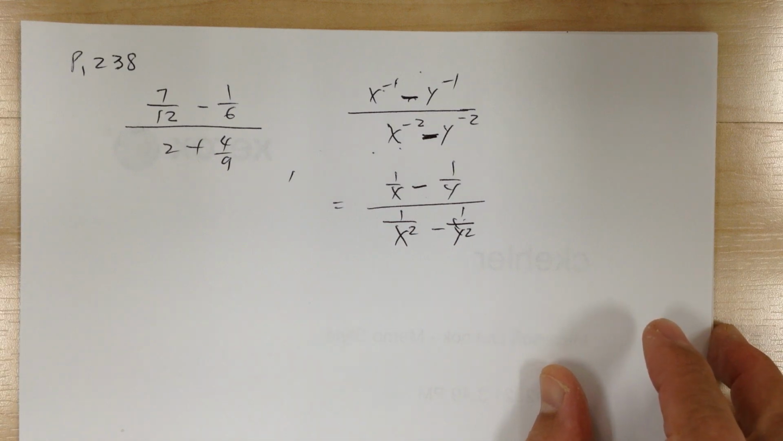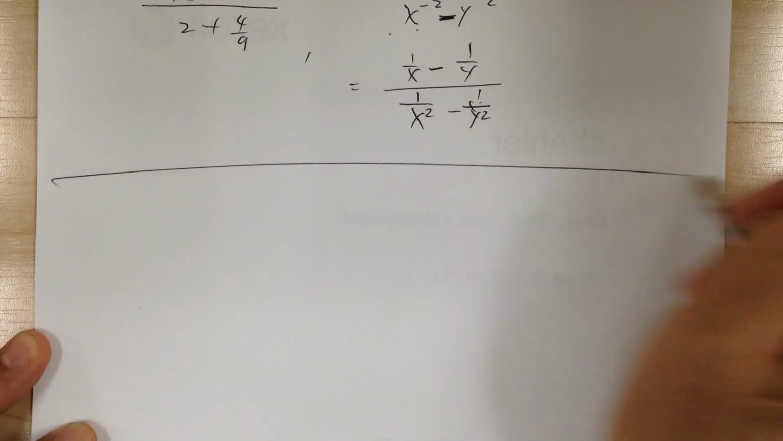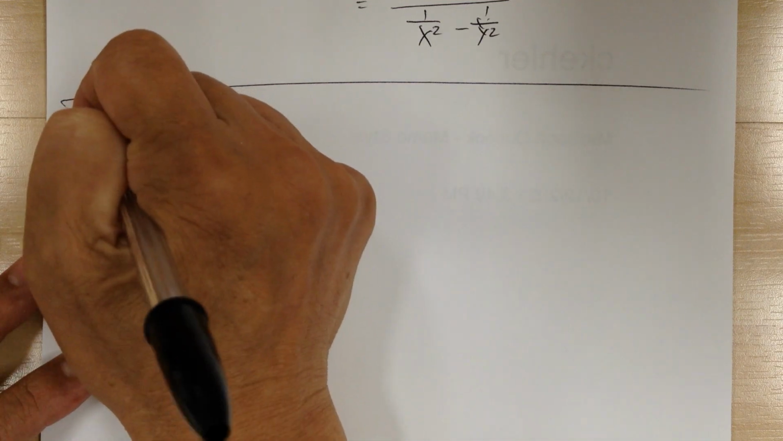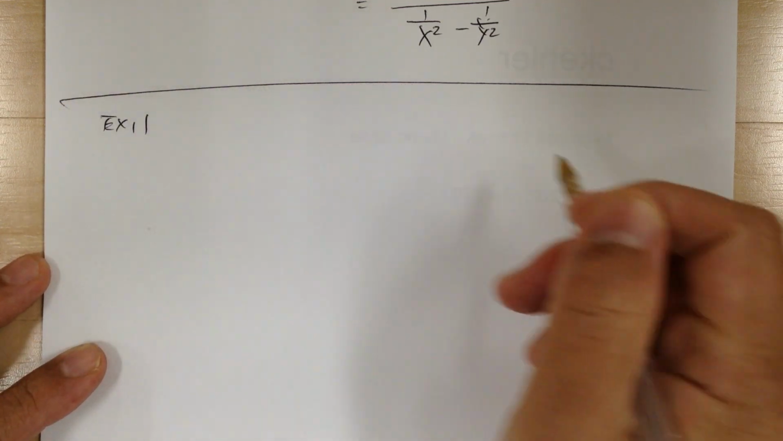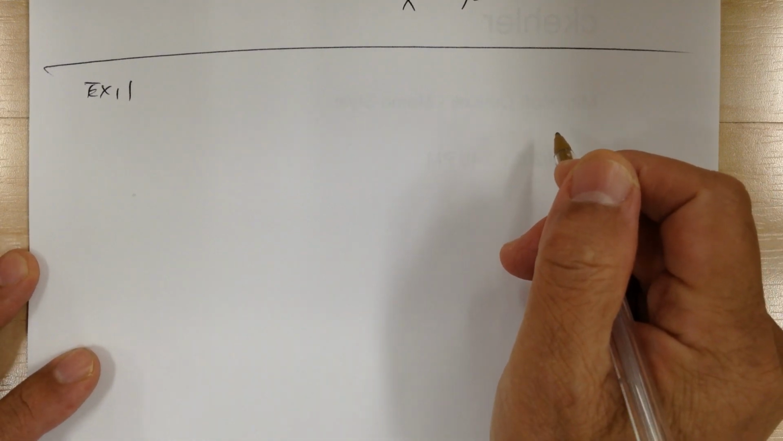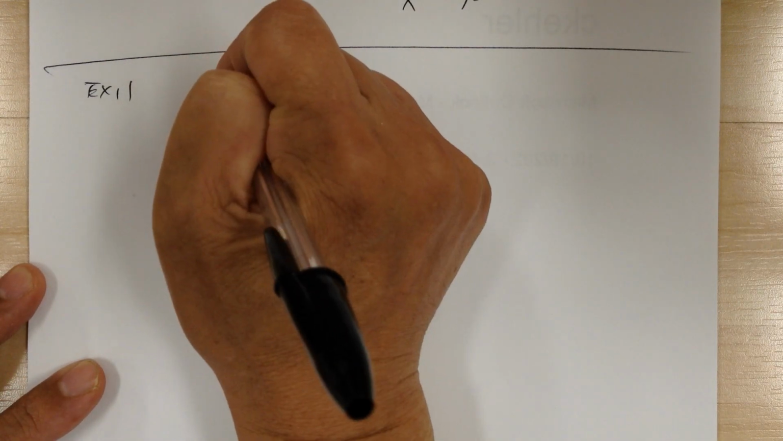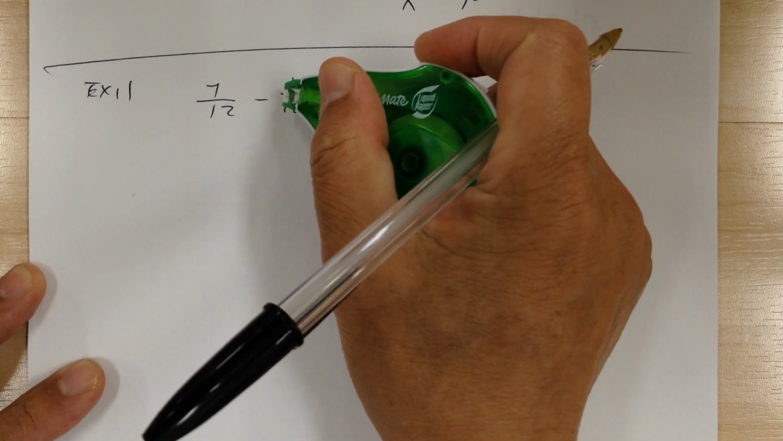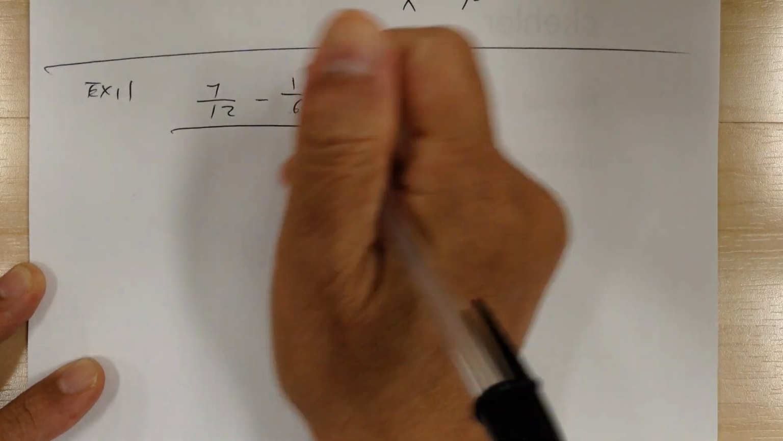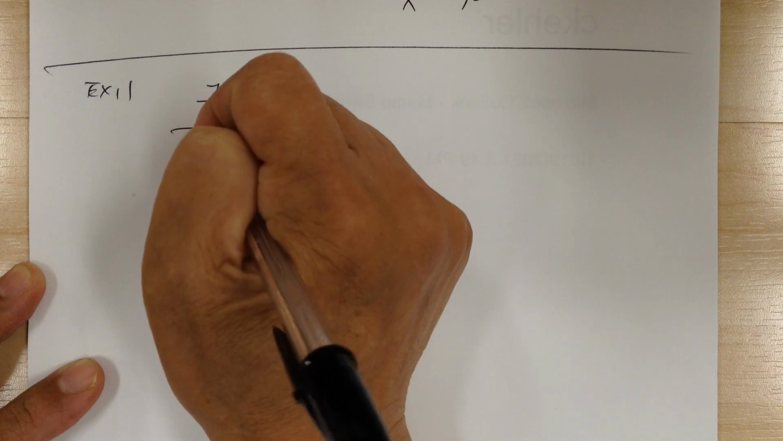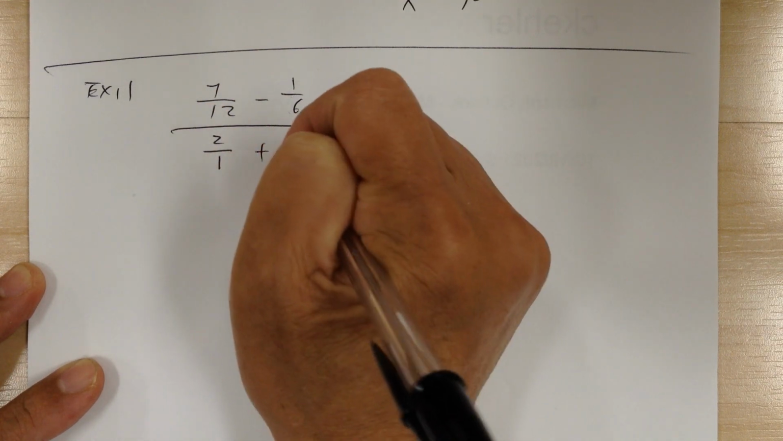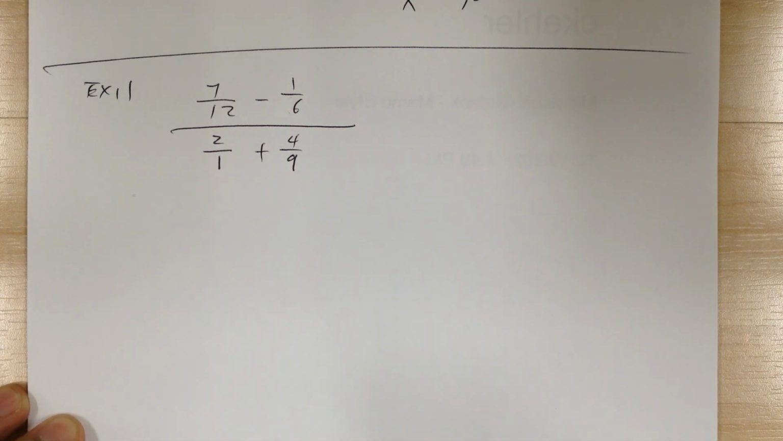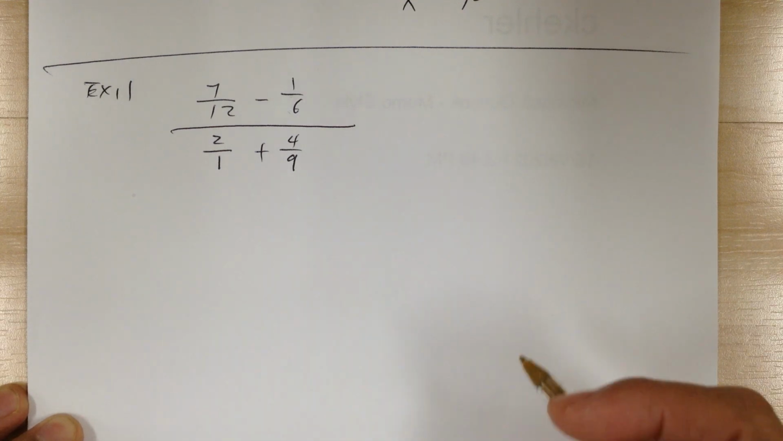Okay, so let's go over example 1 to see how to simplify. So when you have a complex fraction, what you want to do is write every term as a fraction. So you have 7 over 12 minus 1 over 6 over, now the 2 I'm going to write as 2 over 1. So you want to make every term a fraction. Instead of just 2, make it 2 over 1.